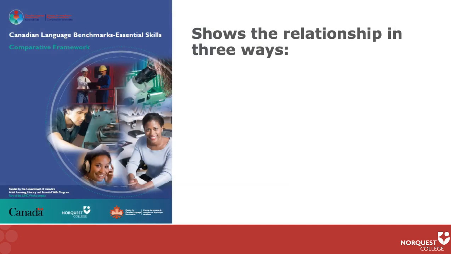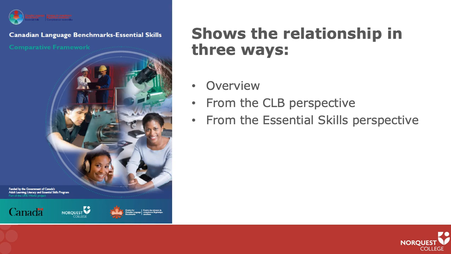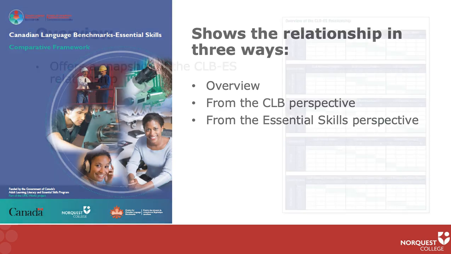The new comparative framework offers three ways to view the relationship between the Canadian Language Benchmarks and the Essential Skills. It includes an overview of the relationship, which appears at the end of the introduction, the relationship from the CLB perspective, which is section 1 of the document, and the relationship from the Essential Skills perspective, which is section 2 of the document. Now let's look at each part more closely.